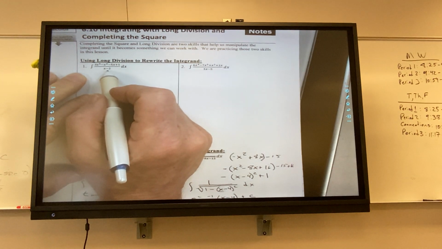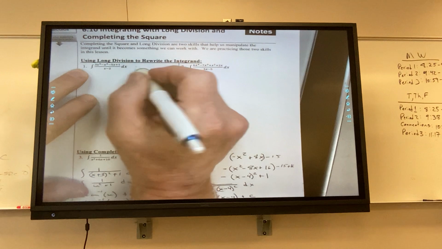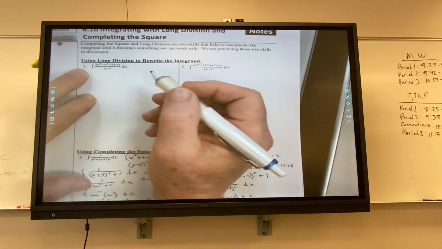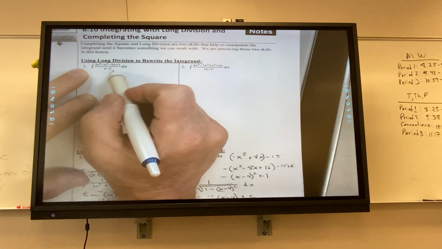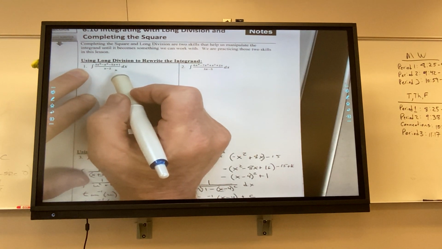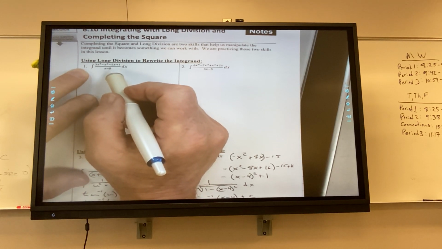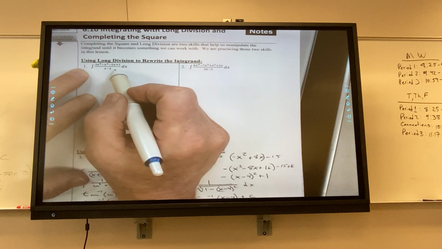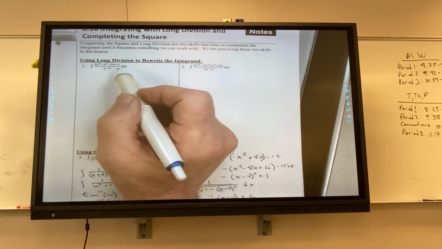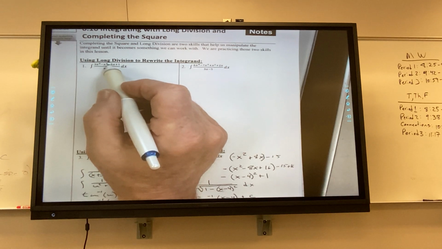And you guys know what I mean by a degree of a polynomial? Tyler, what's the degree of this top polynomial? How did you know that? It's the highest exponent, correct? What's the degree of the lower polynomial? 1. So anytime you have a greater degree on top than on the bottom, you want to do long division.